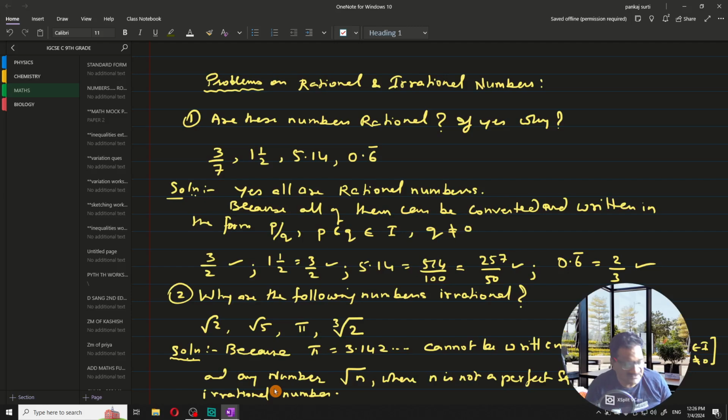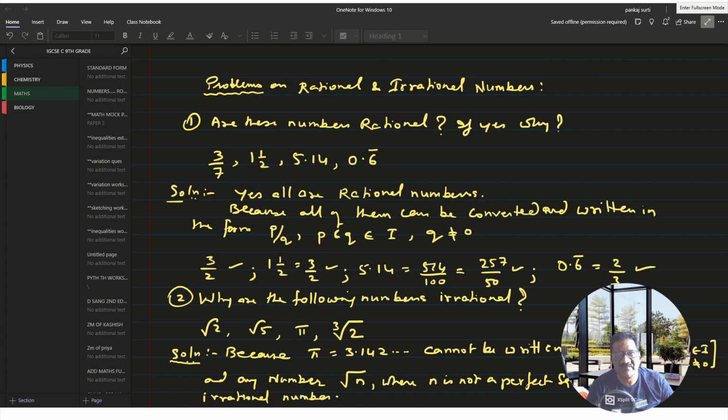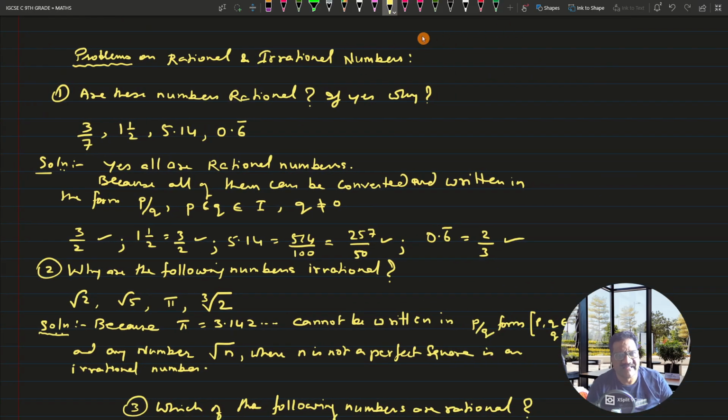In today's session we are going to do some numerical problems on rational and irrational numbers, and this is for the IGCSE curriculum, and the level is the ninth grade. Okay, so let me write down for you. This is for the IGCSE curriculum, and this is for the ninth grade. Now in the ninth grade for IGCSE students, there is a chapter called numbers. In that unit, you have to study a lot of things regarding numbers. So that is what we are doing.